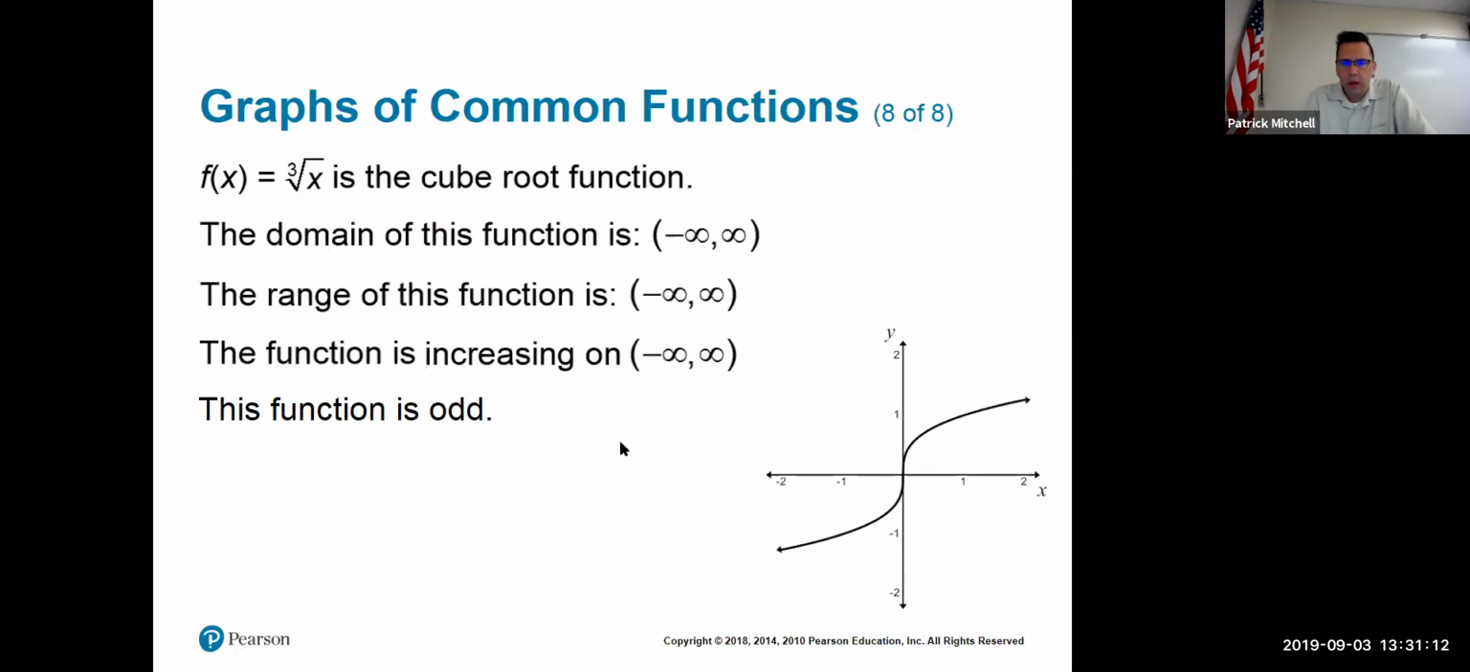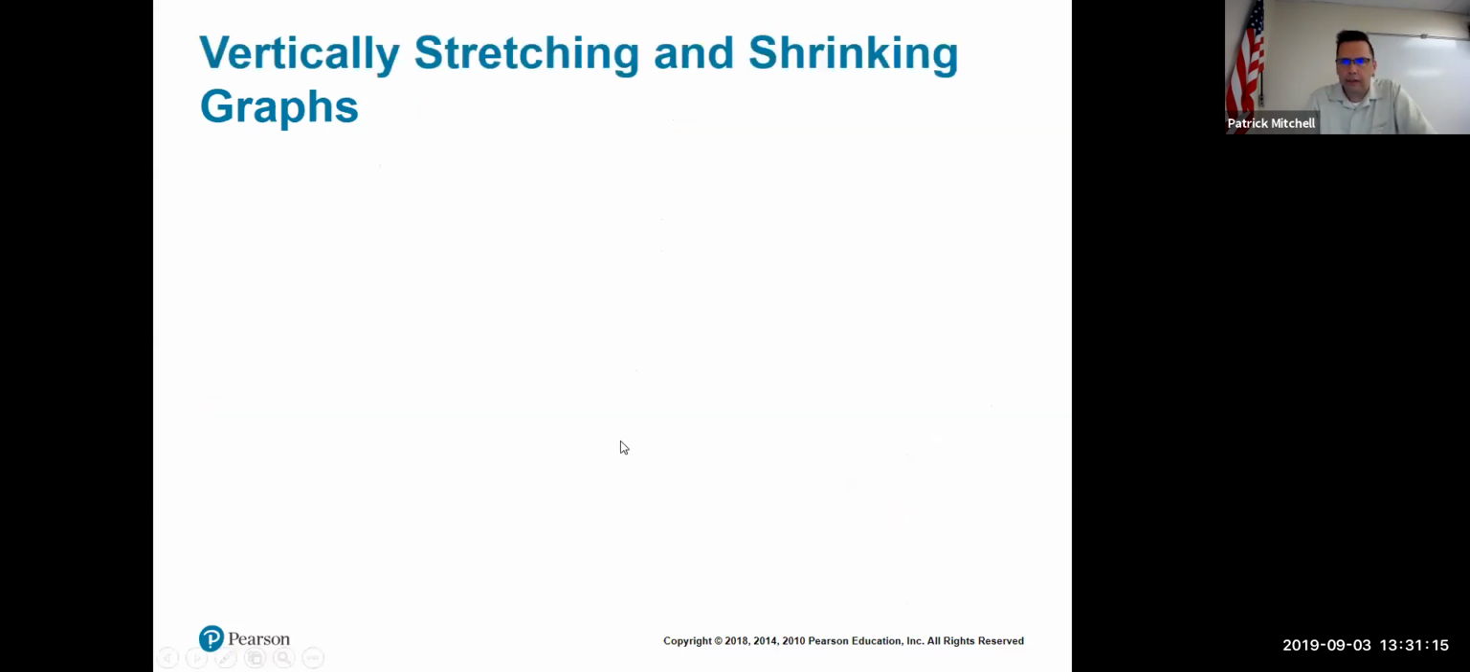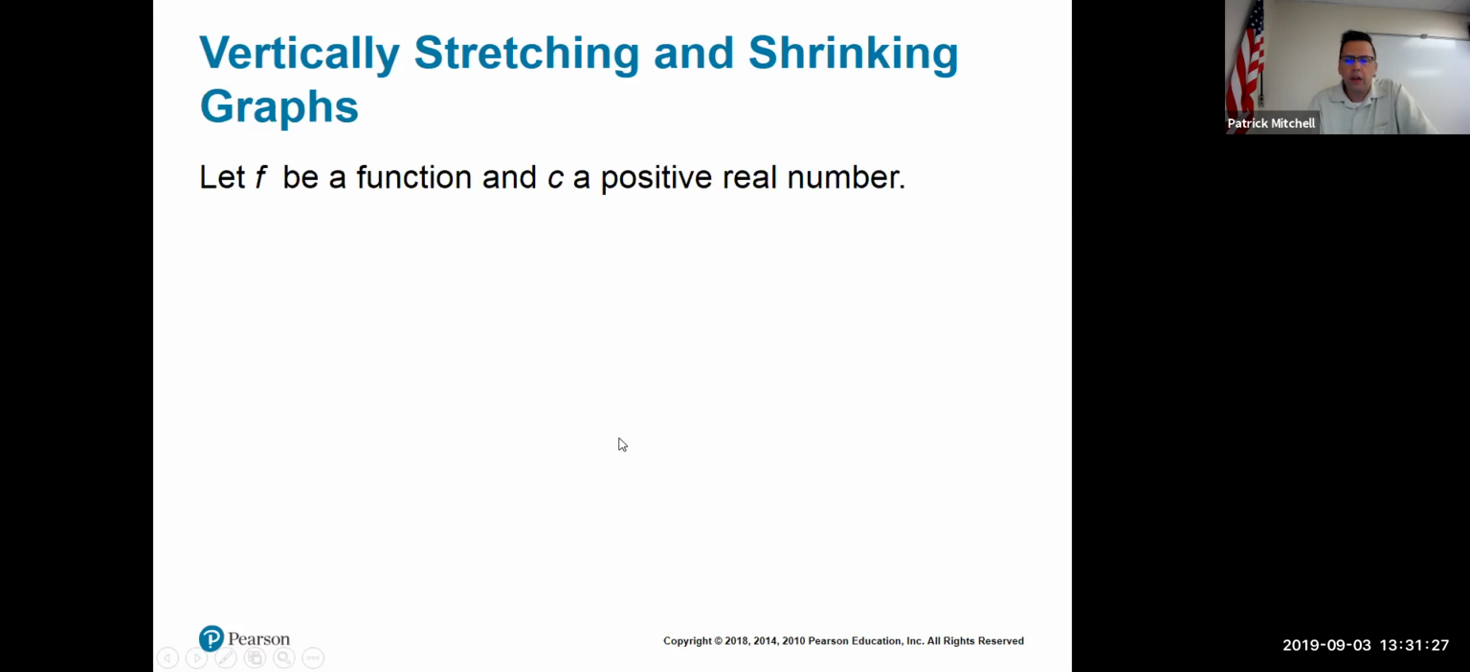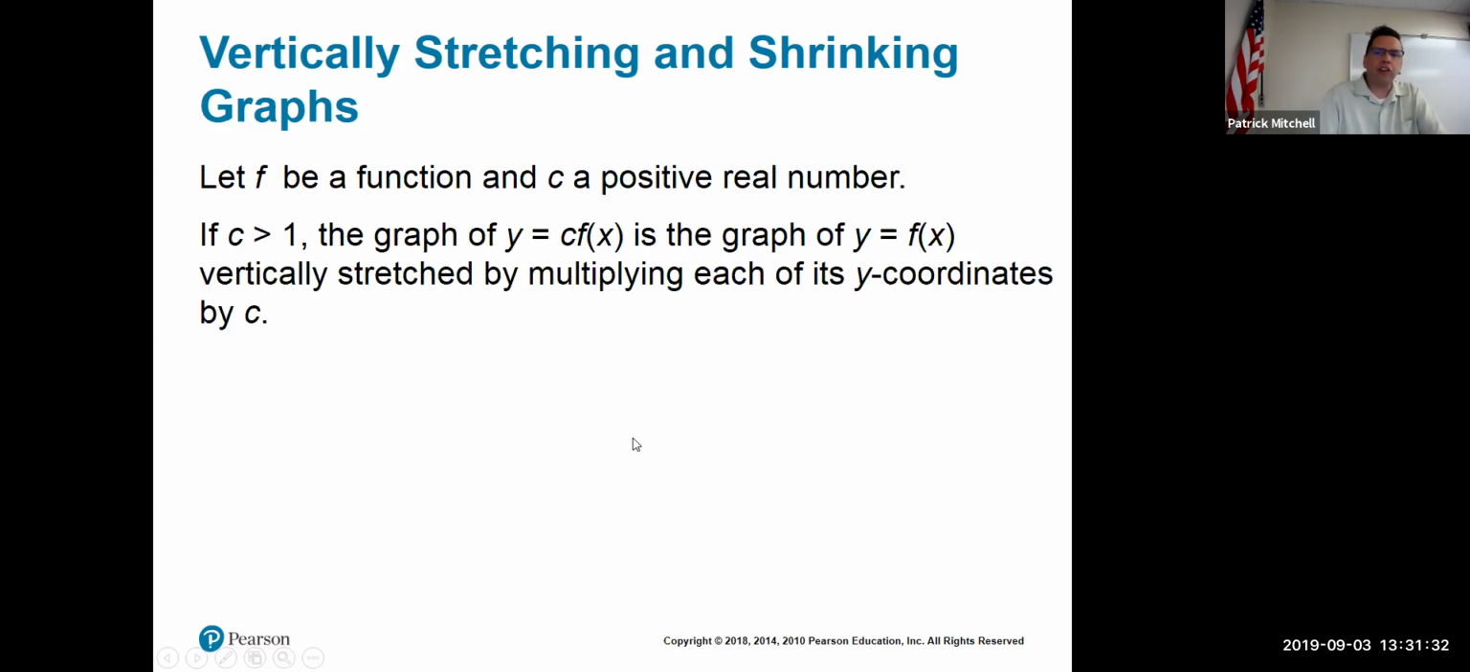Okay, let's see. Yes, vertically stretching and shrinking graphs. So what's going to determine whether it's going to stretch or shrink is the size of the number that you put in front of the function. So if c is a positive real number, that number is going to stretch the graph away from the x-axis if c is greater than 1. So this would be like the g of x from the activity that you just did, it had a 2 in front of it. So the 2 sitting in front of the graph stretches the graph away from the x-axis.